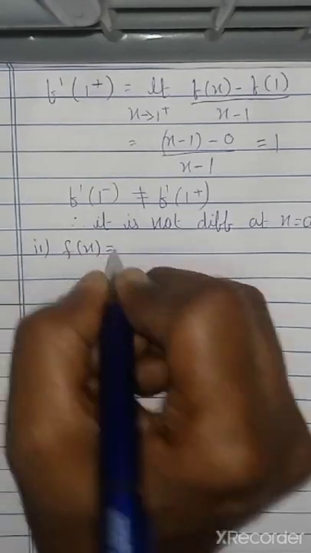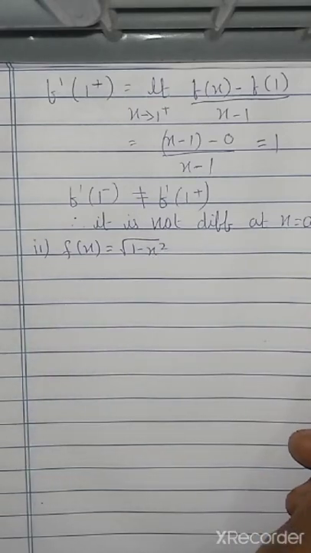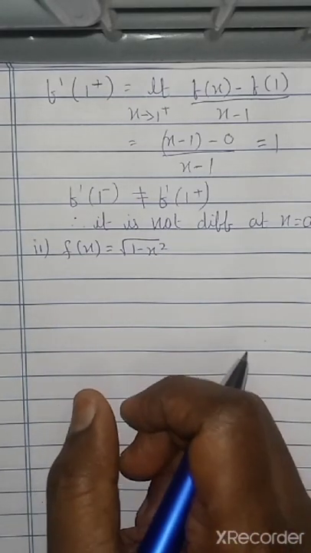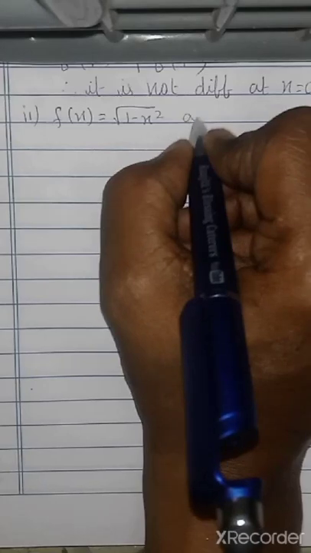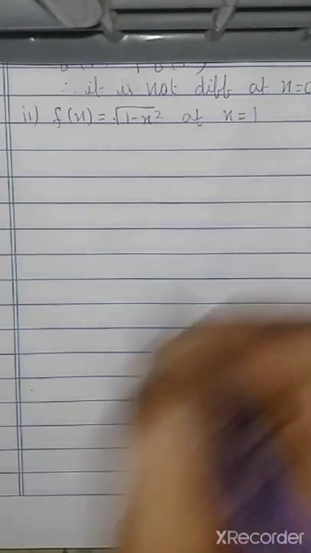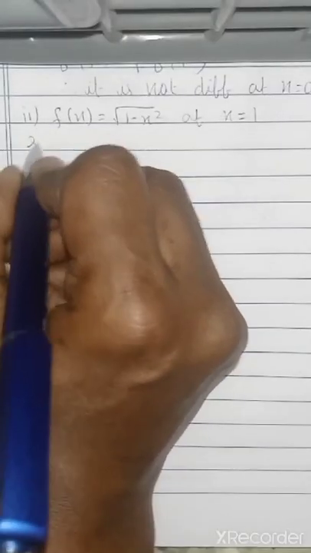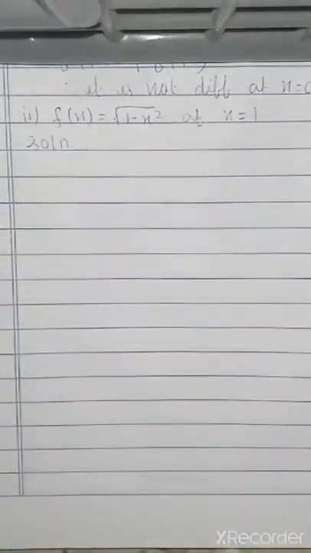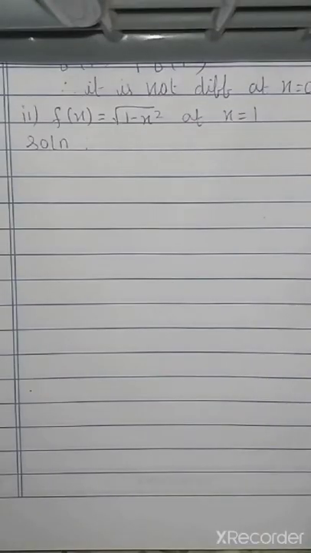f(x) equals the square root of 1 minus x squared. This is the question: f(x) equals the square root of 1 minus x squared at the point x equal to 1. And here also we have to find the left derivative and the right derivative.